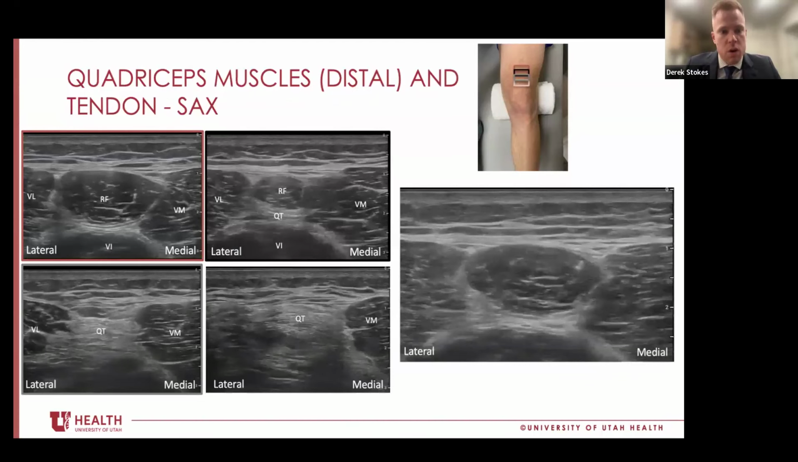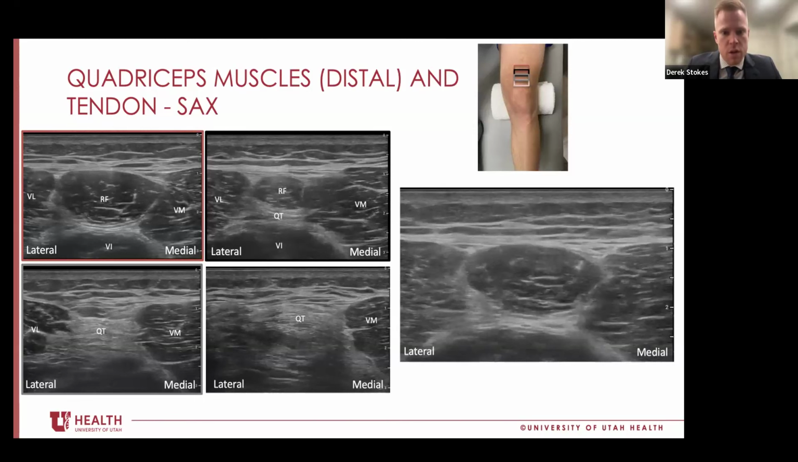For all tendons, we want to look at them both in short axis and long axis. That's what we're going to do here on this slide. Specifically in short axis, we can watch the transition of the quadriceps muscles into the tendon and then onto the insertion of the patella itself. So starting with the top left image, we can see all four quadriceps muscles labeled, with the rectus femoris being most prominent in this view and smack dab in the middle.